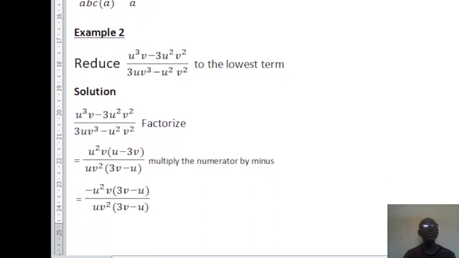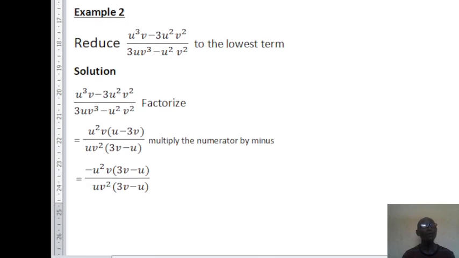Example 2. We have: reduce u cube v minus 3u square v square, divided by 3u v cube minus u raised to the power of 2 and v raised to the power of 2, to its lowest term. Like we did in example 1, we factorize them separately. We factorize the denominator separately, and we factorize the numerator separately.